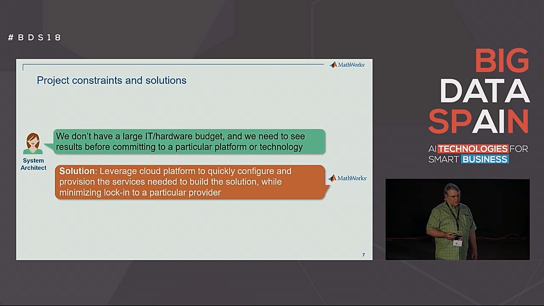The second big constraint that we have is we don't have a large IT and hardware budget, and we really need to show some results before there's going to be a commitment to a particular technology or platform. So what we're going to do is leverage the cloud to do this. We're going to use as many pre-programmed solutions as we can, and we're going to operationalize these things with some of our products.